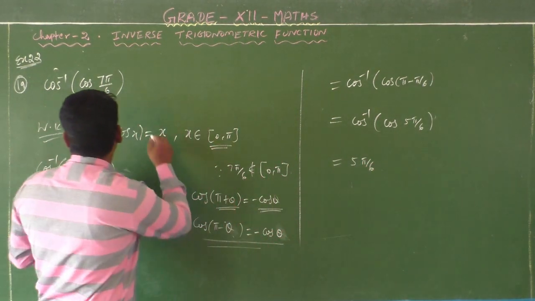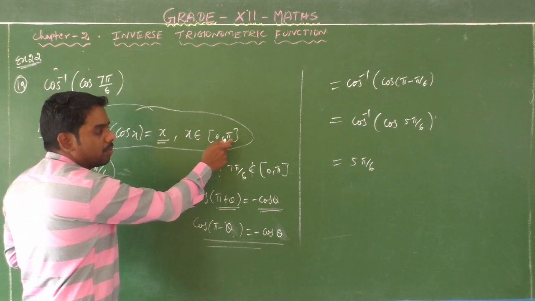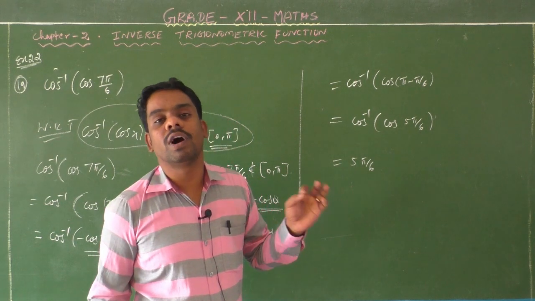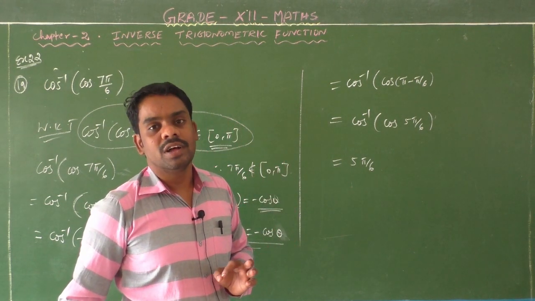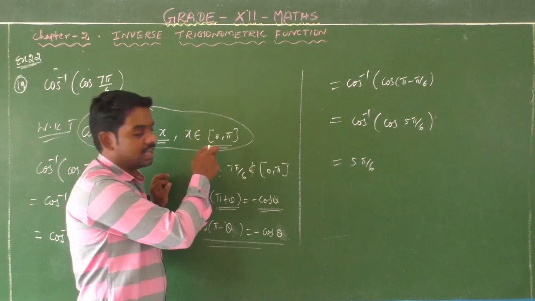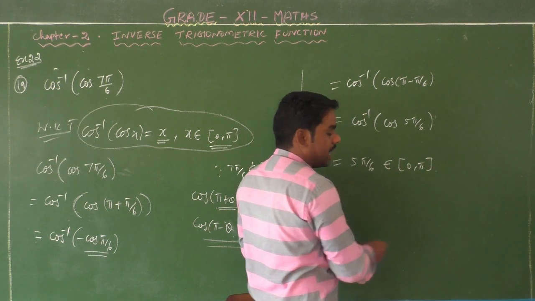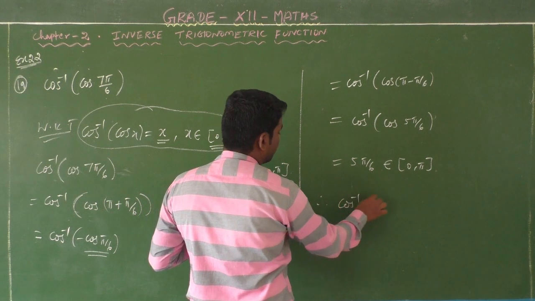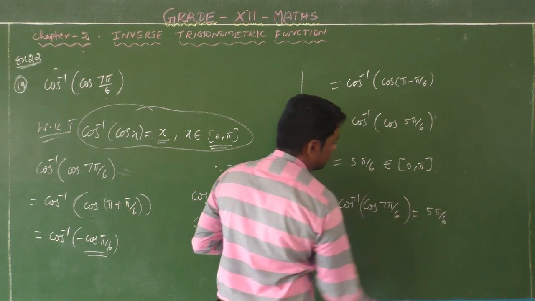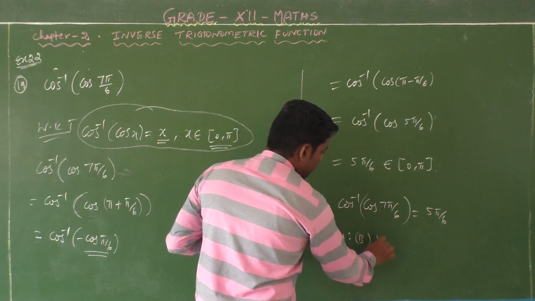Why, sir? Here we know the formula cos inverse of cos x is equal to x when the x value is between 0 comma pi. Listen, pi minus pi by 6 is 150 degree, since pi is 180 degree and pi by 6 is 30 degree. So 150 degree belongs to the given closed interval 0 comma pi, that is 0 to 180 degree. Therefore, the value of cos inverse of cos 7 pi by 6 is equal to 5 pi by 6. So the correct answer is the second option, option B, 5 pi by 6.